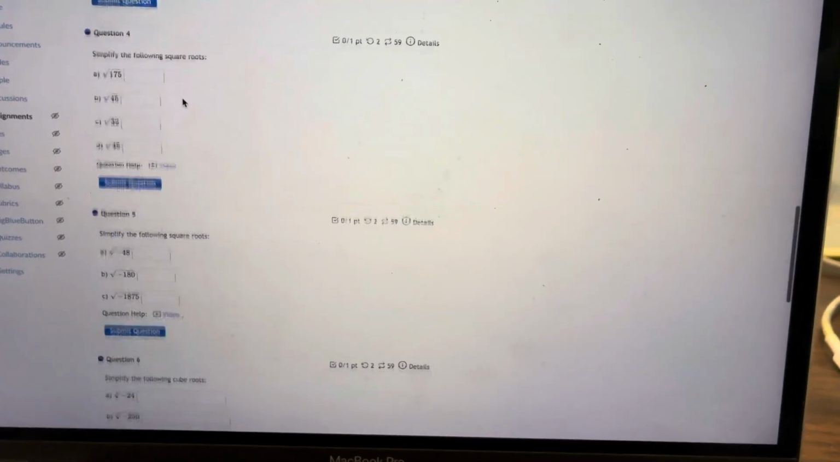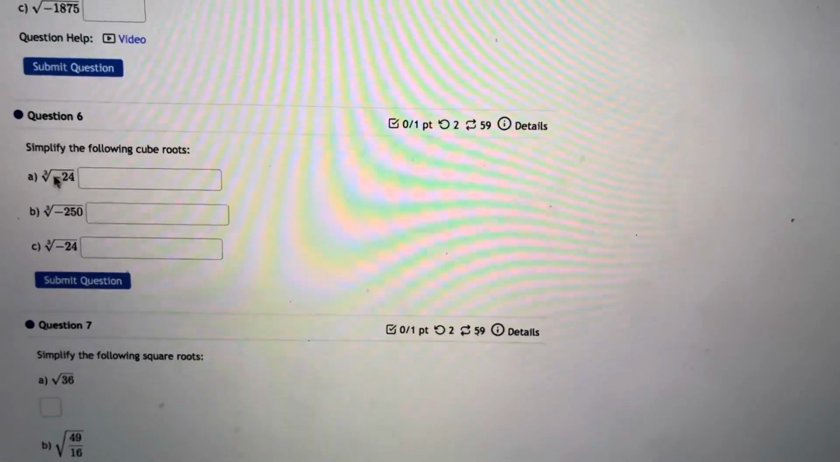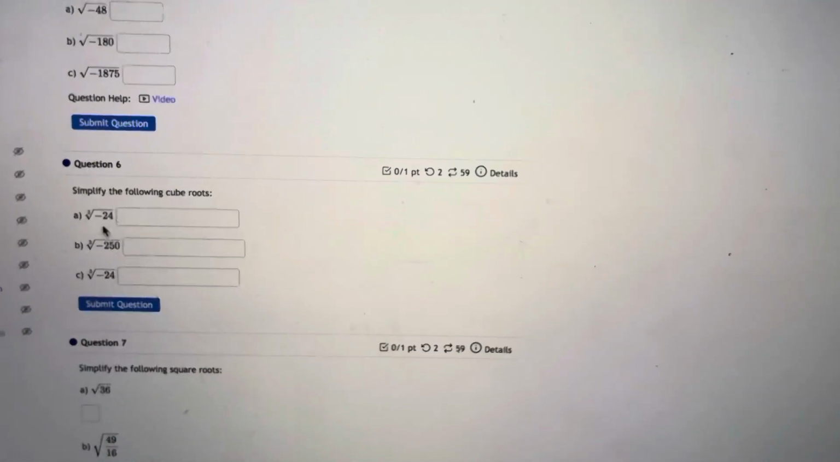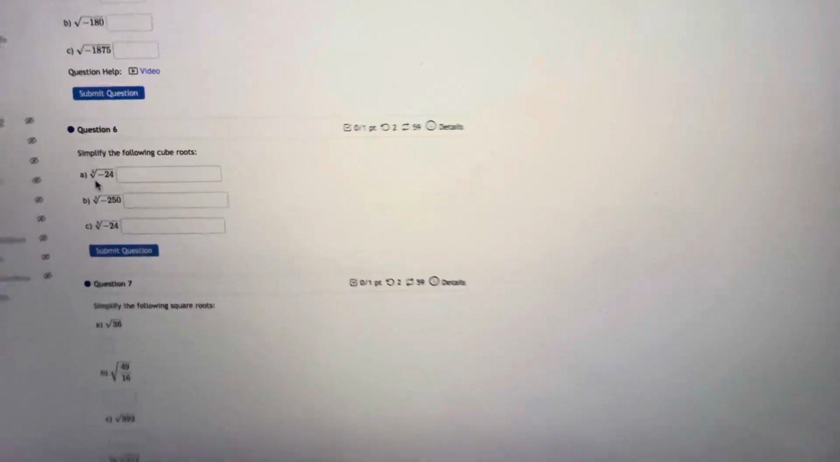Okay, on your assignment, there is also question 6 that has a cube root. We did not do those in the notes, so I'm going to do 2 questions with a cube root.